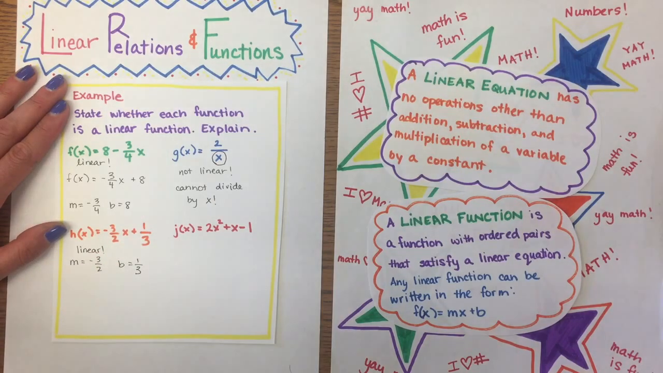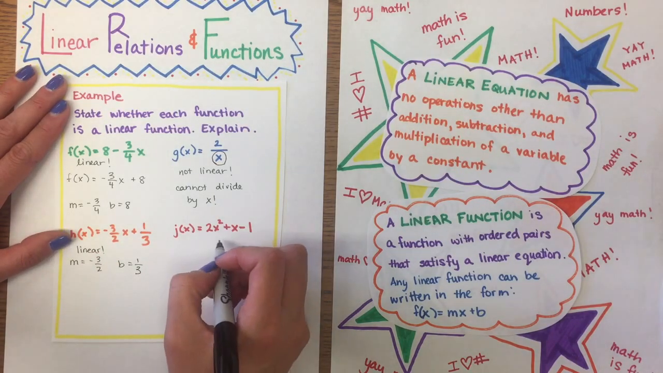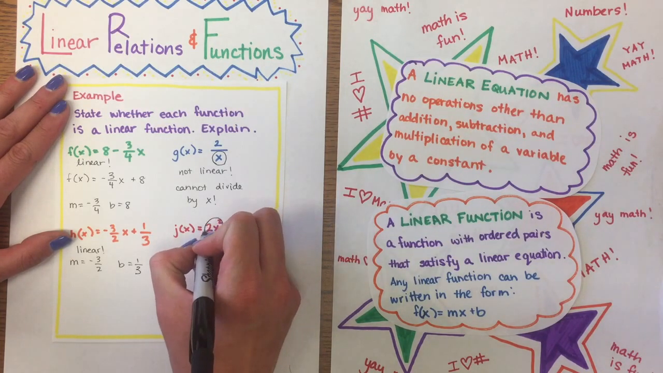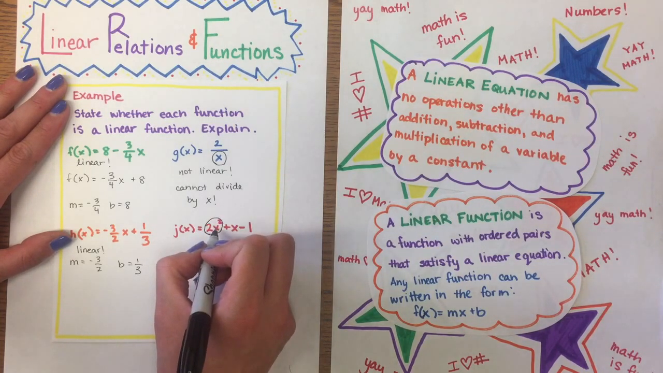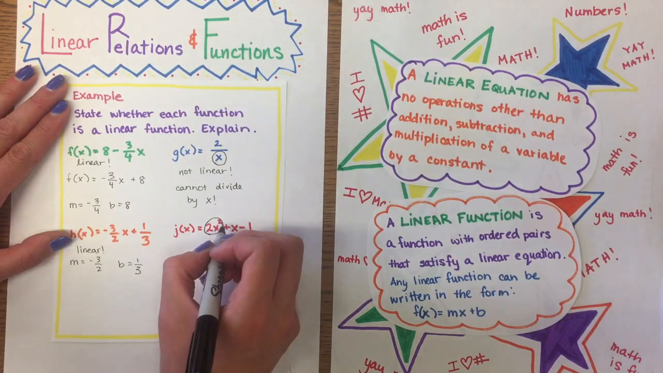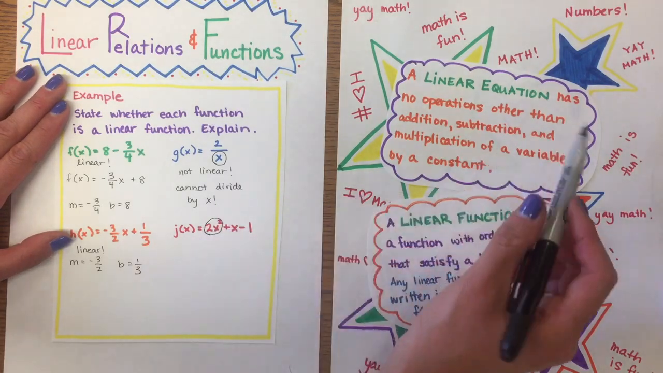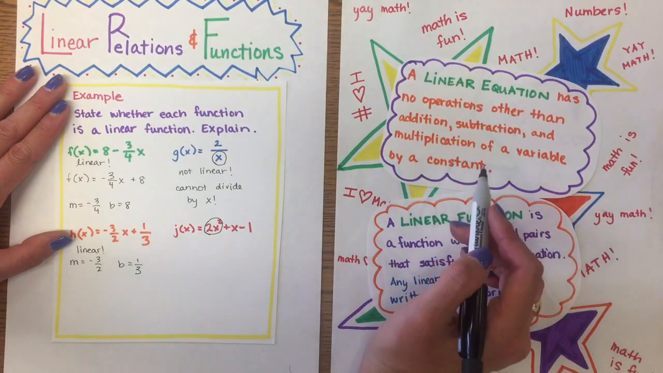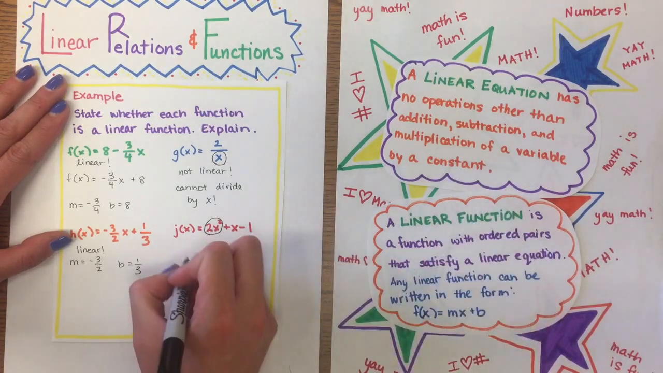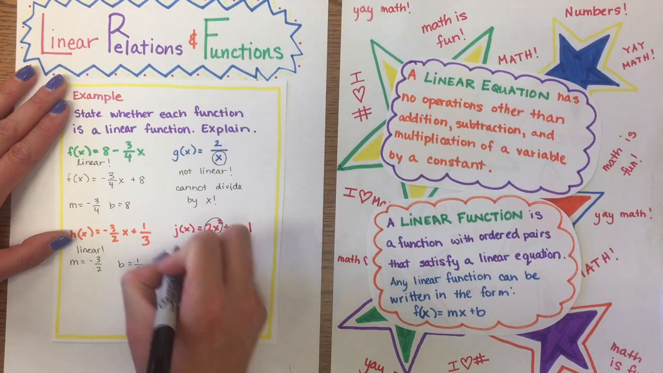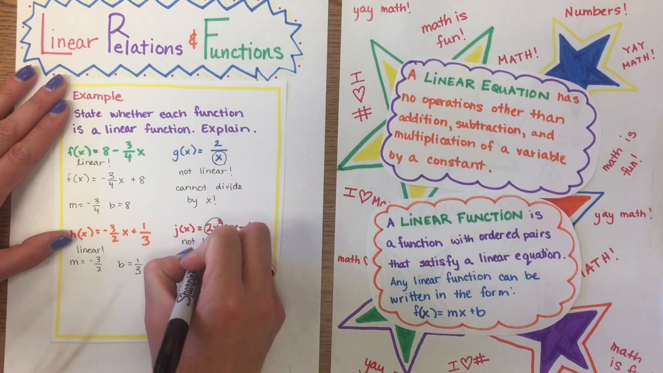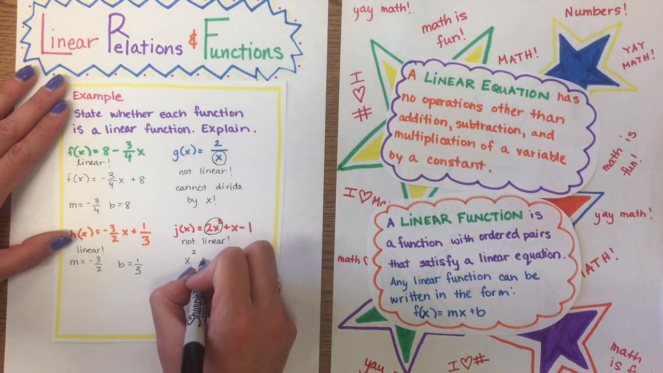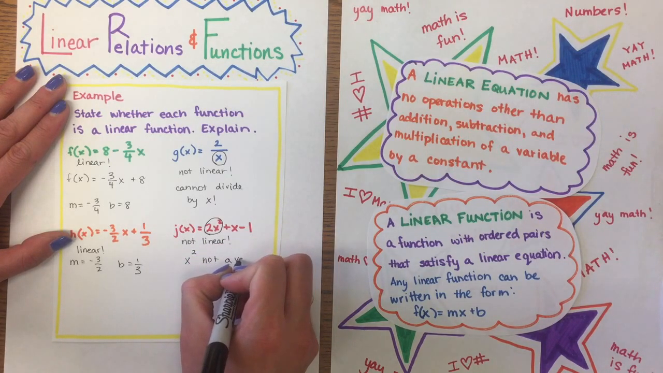For j of x, I can't get this into the form mx plus b because of this term here. This is x to the power 2, which means this is x times x. I can only multiply a variable by a constant. I can't multiply a variable by itself. So x squared, this is not linear because x squared is not a valid operation for a linear function.